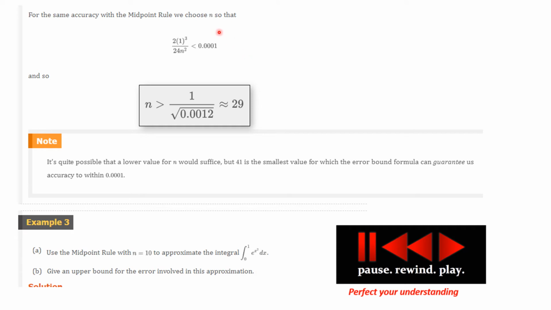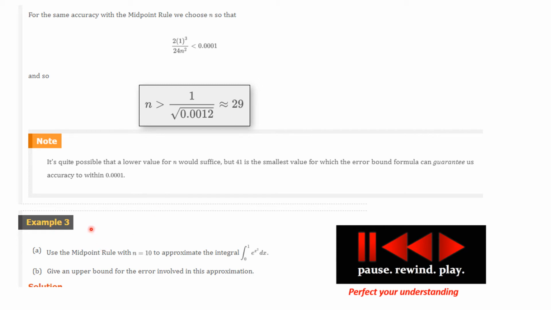And if we do the same thing with the midpoint rule, now notice there's a 24 there, so we solve that. But because of the square root, you are getting a lower bound here of approximately 29. So the midpoint rule is a little bit better, but it's not as simple as the trapezoidal rule, and so there is a trade-off. And again, we should note that it's possible a lower value actually could happen, but 41 is the smallest one that comes from the trapezoidal rule, and this is the one that comes from the midpoint rule.